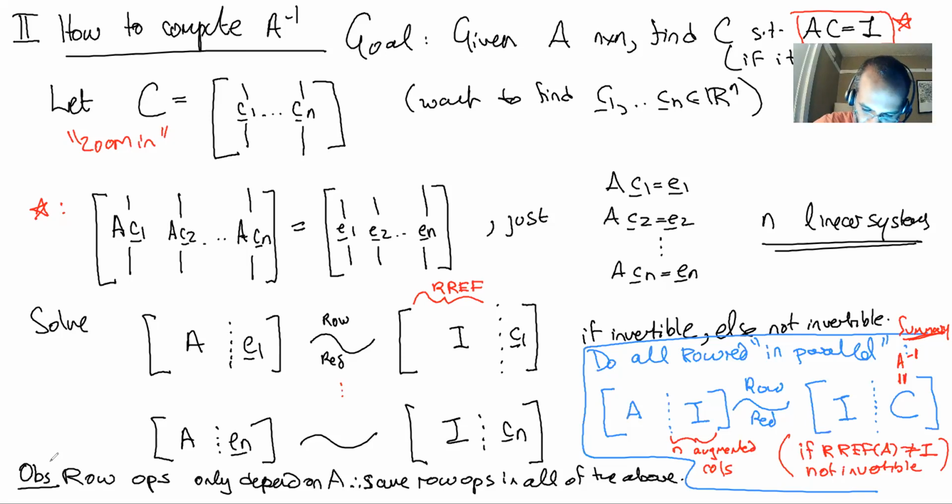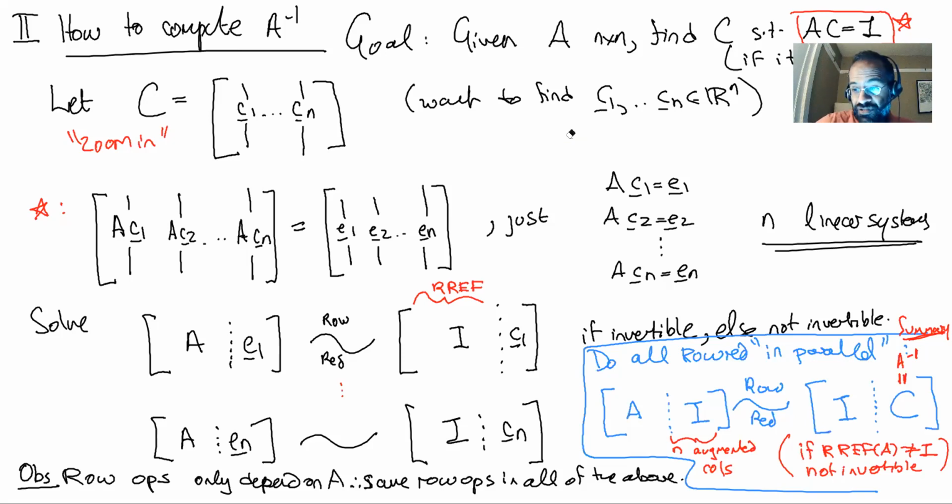Okay, so you're confused about "in parallel." In parallel just means, in quotes, it's not a mathematical term. It just means at the same time. Instead of solving for the first column, then the second column, then the third column, just solve for all of them together. That's all I mean.